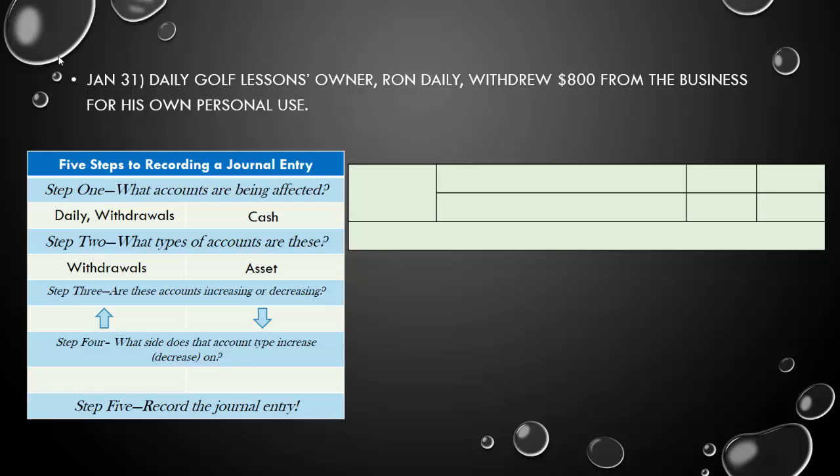Withdrawals go up with a debit and down with a credit, so we're going to debit daily withdrawals. All assets go down on the credit side, so we're going to credit cash. And on January 31st, when we book this, we're going to debit daily withdrawals for the amount he withdrew, $800, and credit cash for that same amount to record this owner withdrawal.